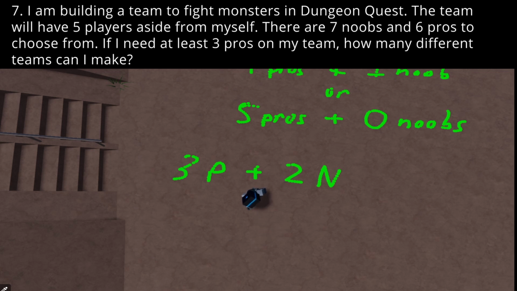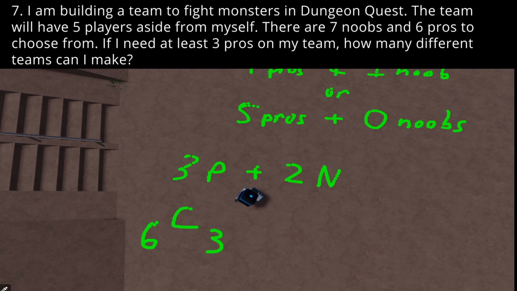So for the 3 pros, we have 6 pros to choose from, and there's 3 different ones we're picking. Is this permutation or combination? Well, because we're just selecting team members, they're not ranked or in any order. If I choose 3 people and then I scramble those 3 people, they're still the same 3 people, so order doesn't matter. So that means we do combinations, because order doesn't matter in combinations.